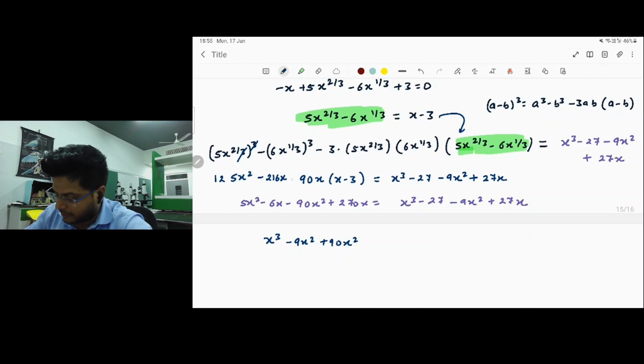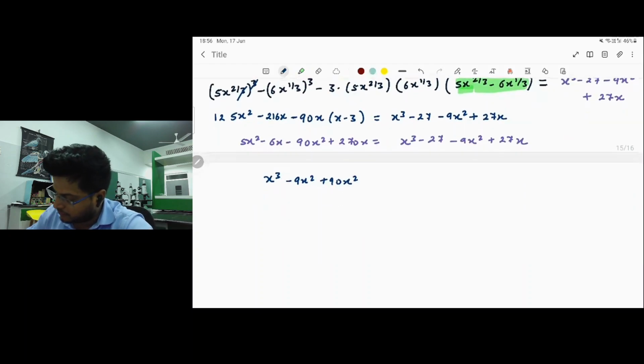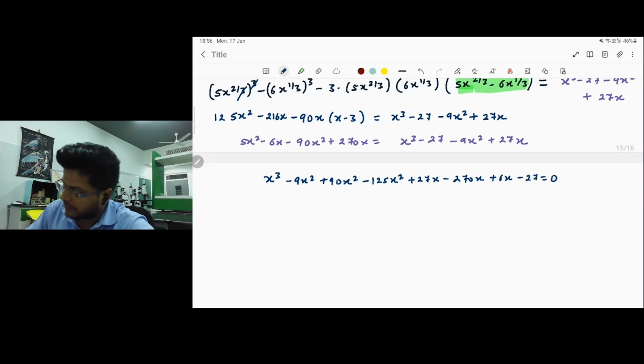Let me repeat again. When you are doing this 5x to the power 2 by 3 whole cube, this 5 will also get cubed, isn't it? So 125 will come. Please pardon me for that. Bring now everything on the right side. So 90x square, and here we'll be having minus 125x square. Similarly with the x, we'll be having plus 27x minus 270x plus 6x, and the constant minus 27 equals 0.